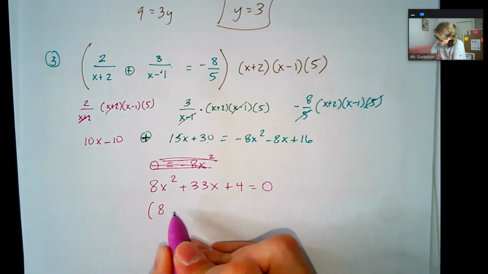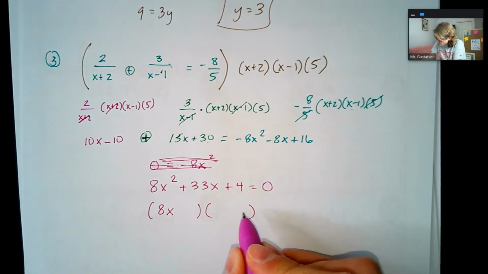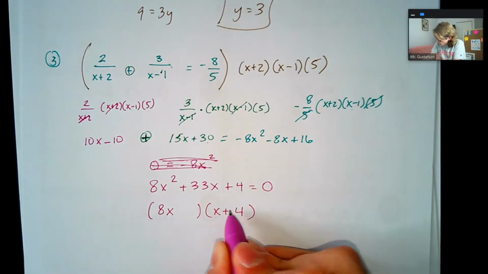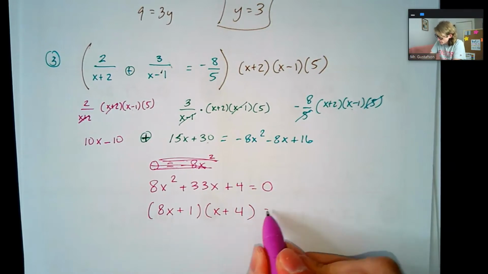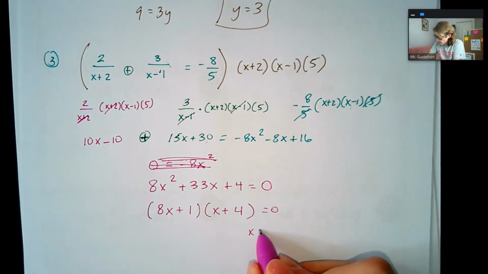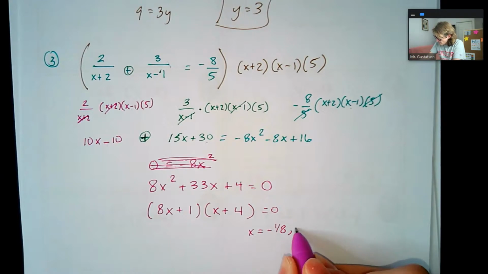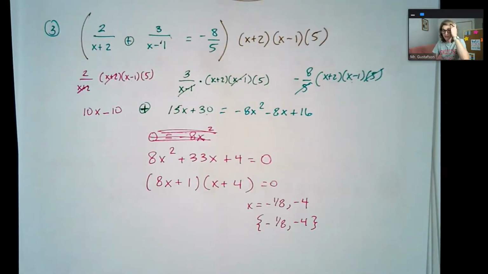This factors to what? 8x, 4x plus, and then a plus 1. So our two solutions, x equals negative 1/8 and negative 4. Or if you were to write the set of solutions, we would put those two numbers in curly brackets.